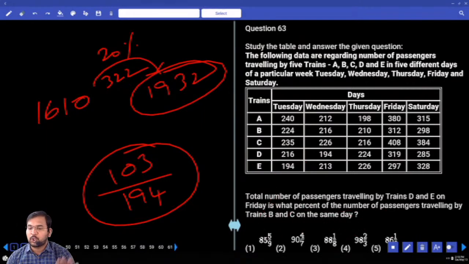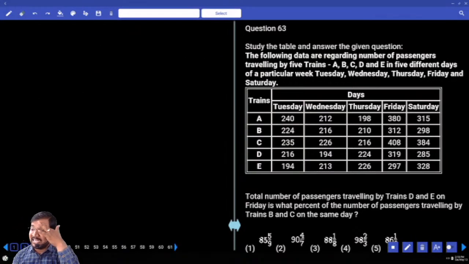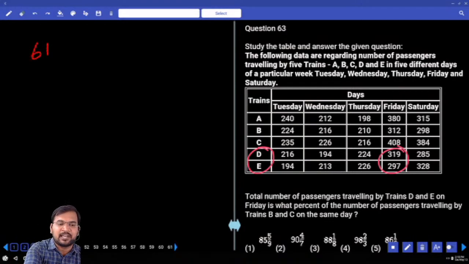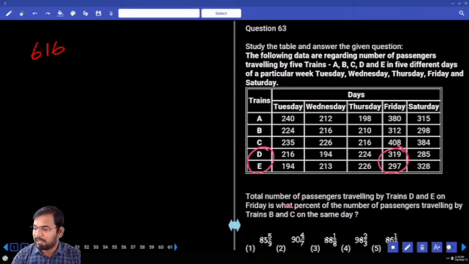Next, total number of passengers traveling by train D and E on Friday. So D and E on Friday, together is how much? 616, right? Together it is 616. What percentage of the total number of passengers travel B and C on the same day?